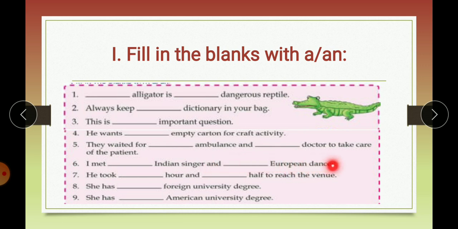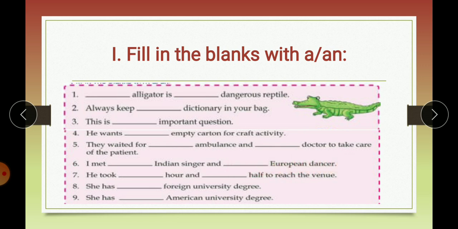Now in the sixth one, if you see here, European is starting with E. It is a vowel, right? But it is not having that vowel sound like A. Like E, how we pronounce an elephant? It says elephant. But here this E is not having that similar sound of vowel E. So we are writing a European dancer.